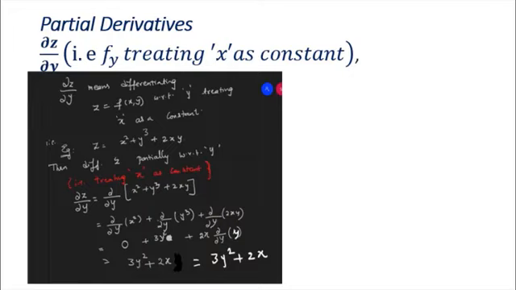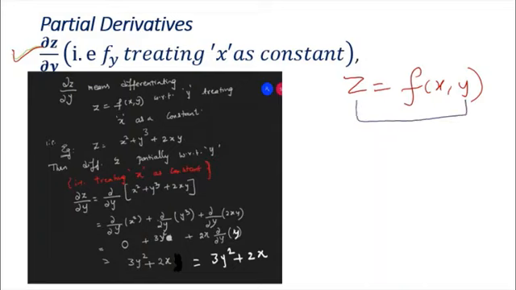Next, let us look at dou z by dou y. So dou z by dou y means differentiating z with respect to y and treating x as a constant. So z is equal to f of x, y, the function is given to us, and we will find dou z by dou y, that is, treating x as a constant. So dou z by dou y, or you can write it as fy. That is differentiating z with respect to y, treating any element other than y as a constant. Now I have taken the same function.